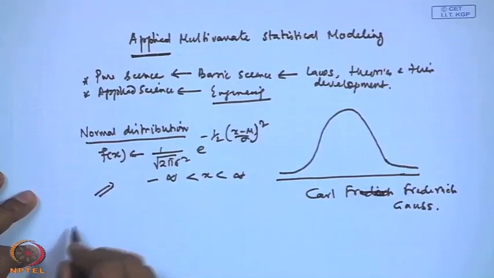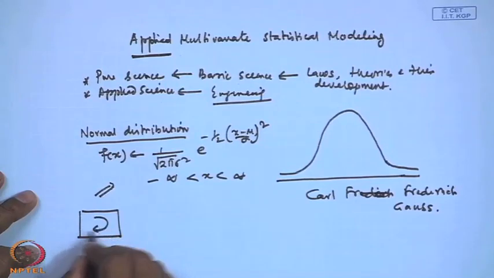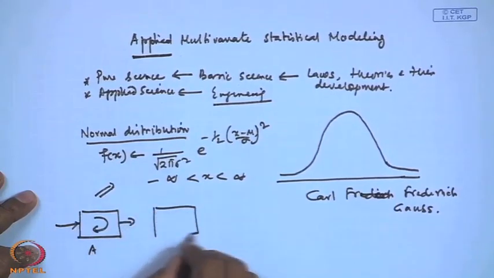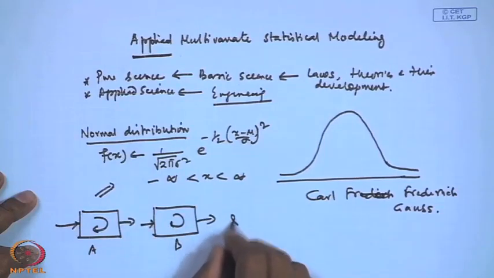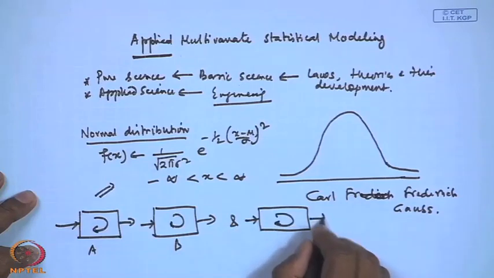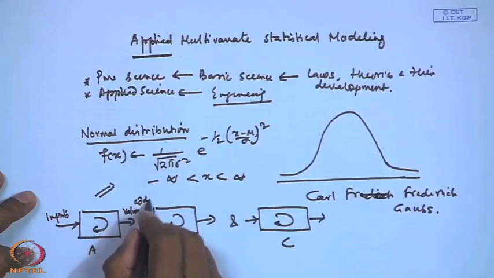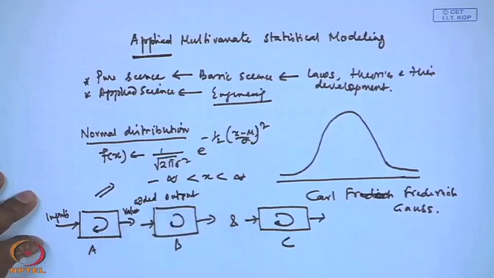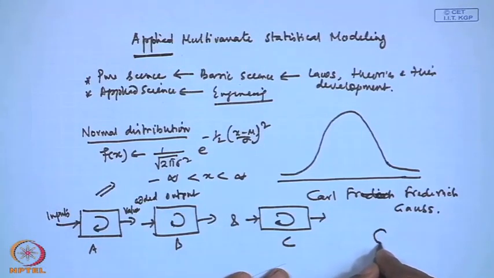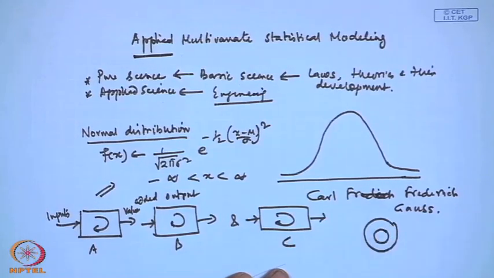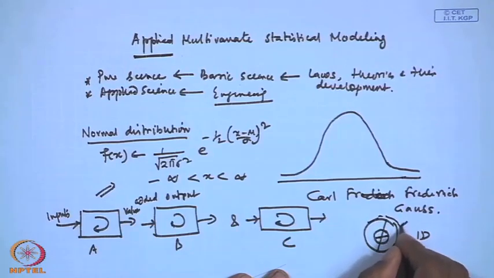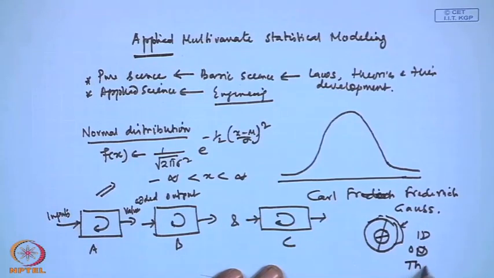For example, let us say there are three processes, process A, B, and C. They take certain inputs and convert them into value added outputs, in all cases. Let there be three identical machines producing steel washers shaped like this, where there is an inner diameter ID, an outer diameter OD, as well as a certain thickness of this washer. So, I can say TH.